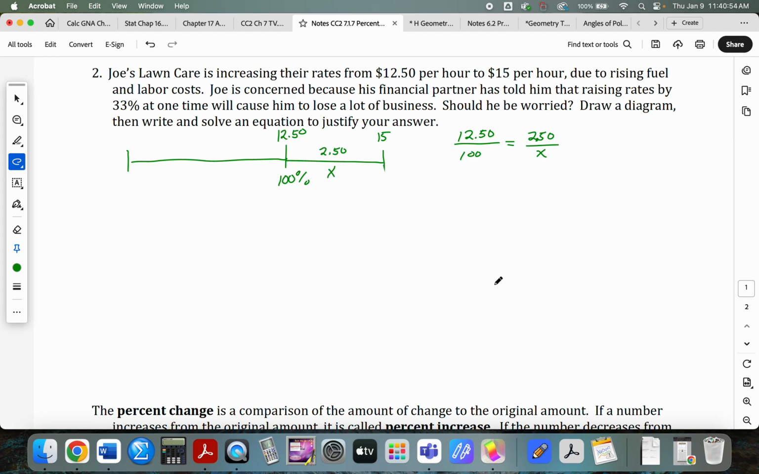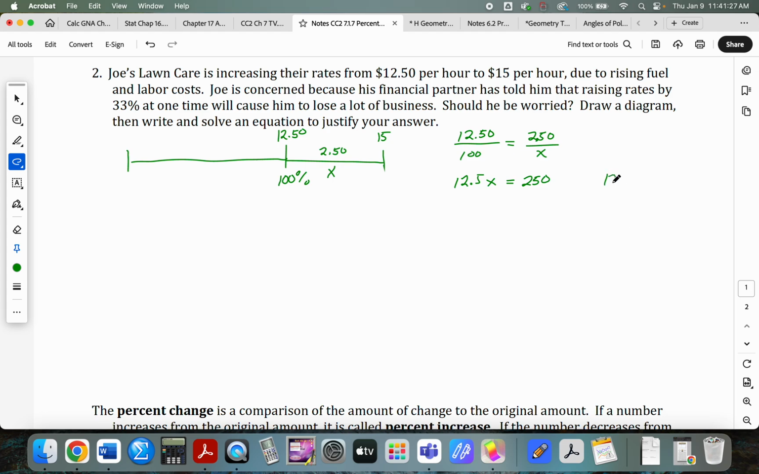Now, there are all kinds of different ways that we could deal with this. If you want to cross multiply, that's fine. Let's do it that way. This would be 12.5x. Do we really need the 0 after the 5? Only when it's actually reporting the money. So it's 12.5x is equal to 250.